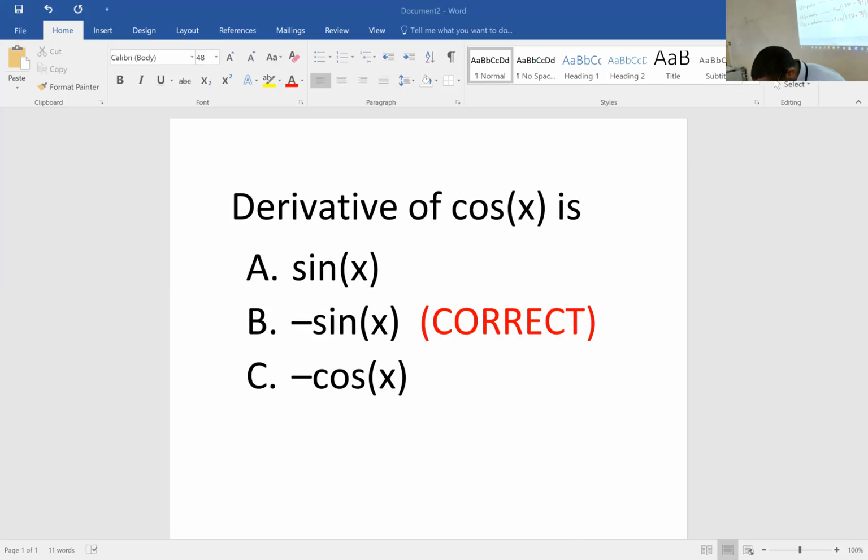And apparently my battery's going down a little bit. I think we can still make it. Okay, so we got that.